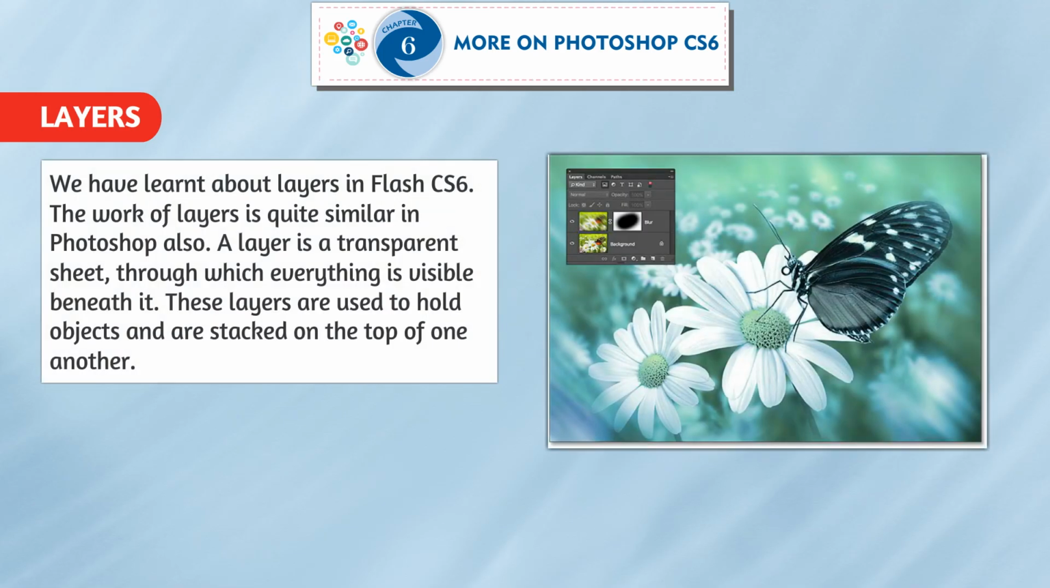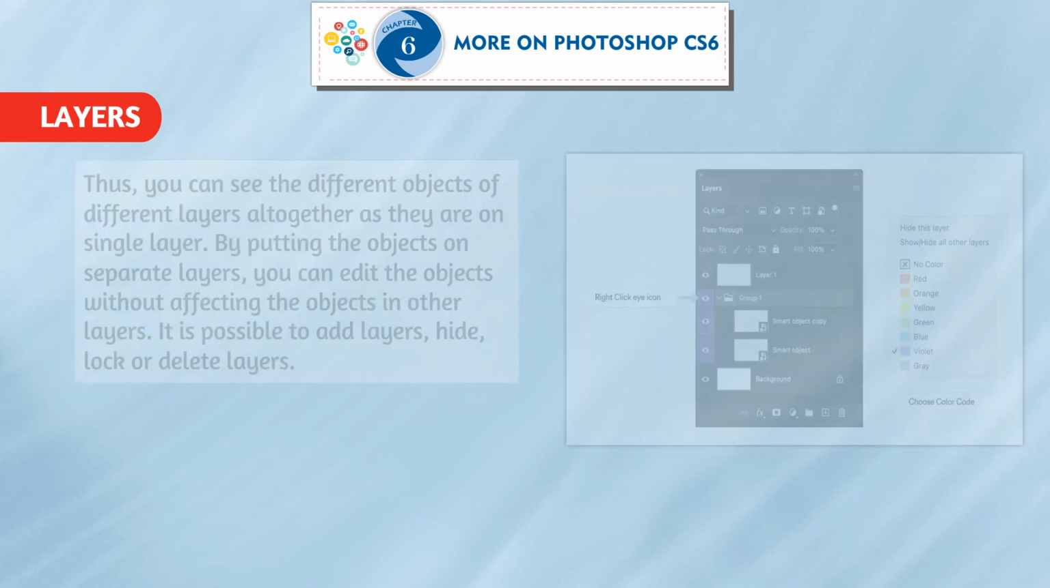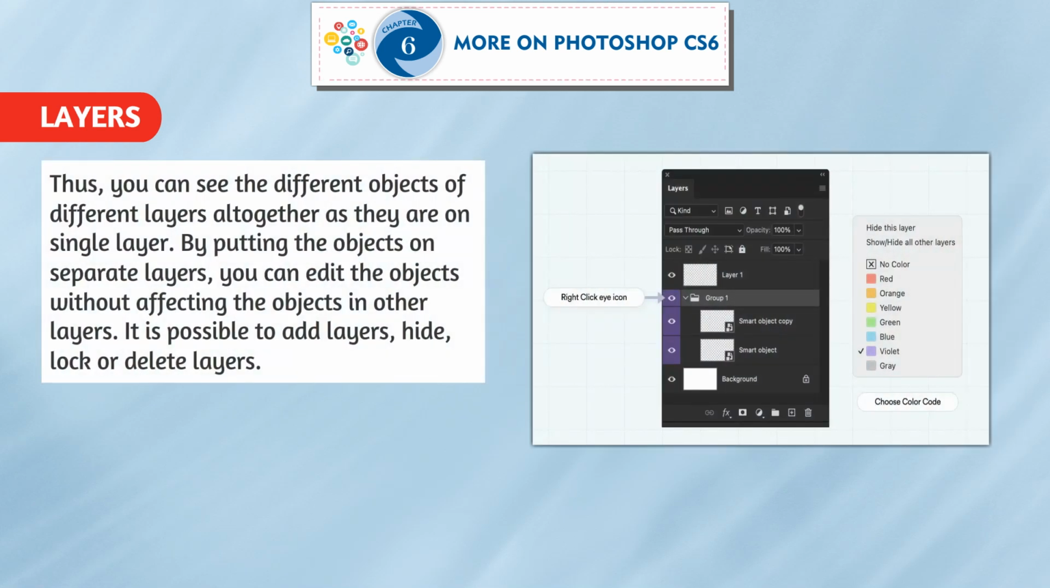Layers. We have learnt about layers in Flash CS6. The work of layers is quite similar in Photoshop also. A layer is a transparent sheet through which everything is visible beneath it. These layers are used to hold objects and are stacked on the top of one another. Thus, you can see the different objects of different layers all together as if they are on a single layer. By putting the objects on separate layers, you can edit the objects without affecting the objects in other layers.